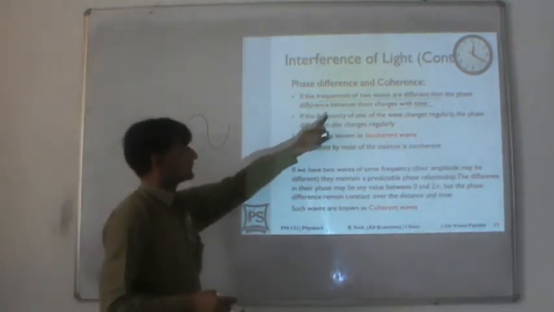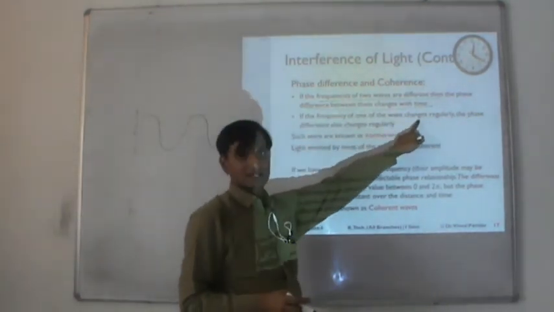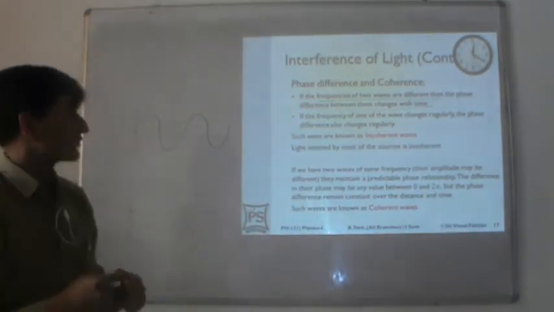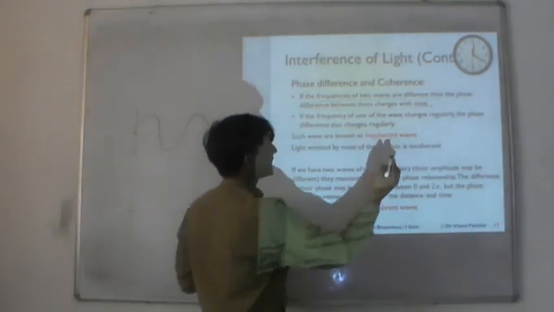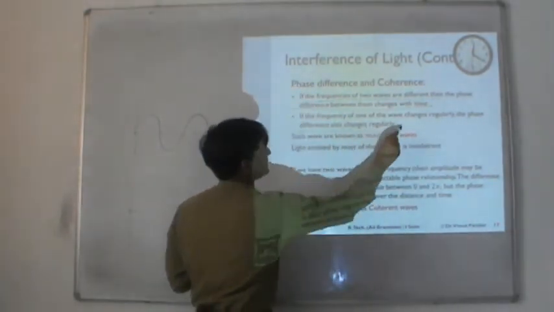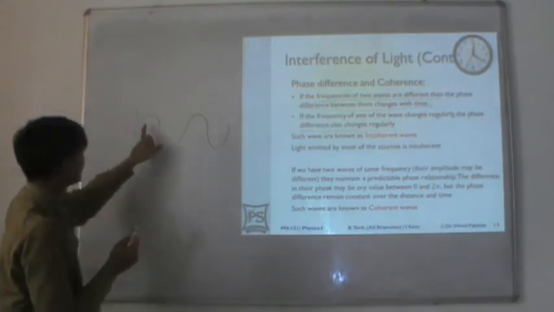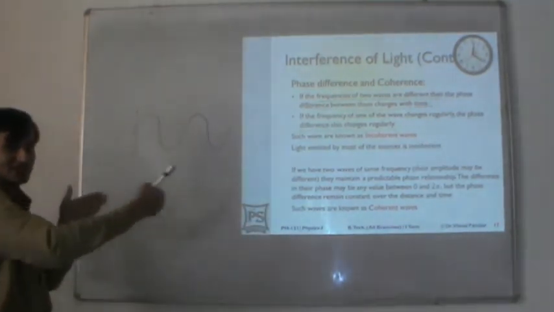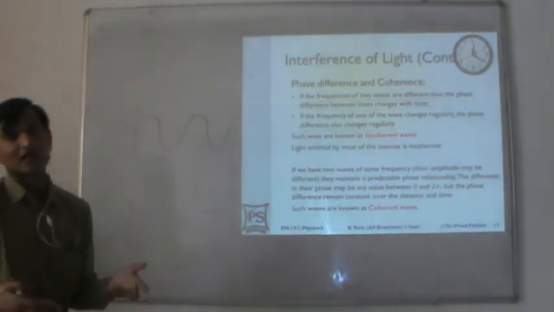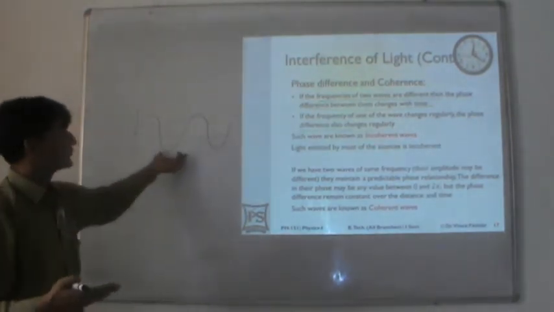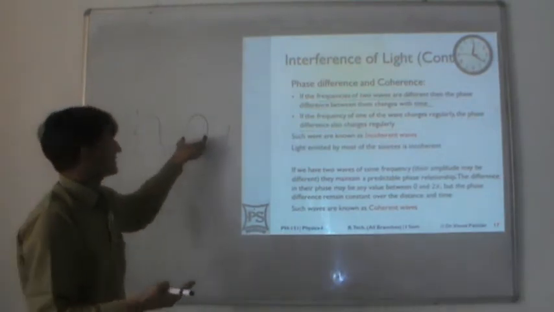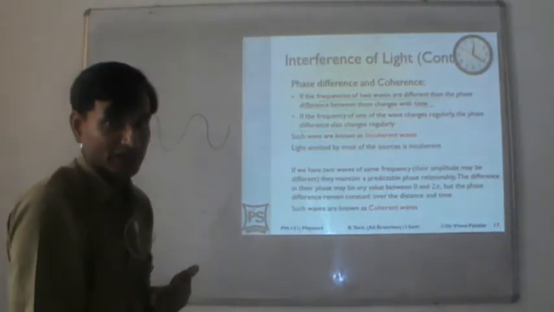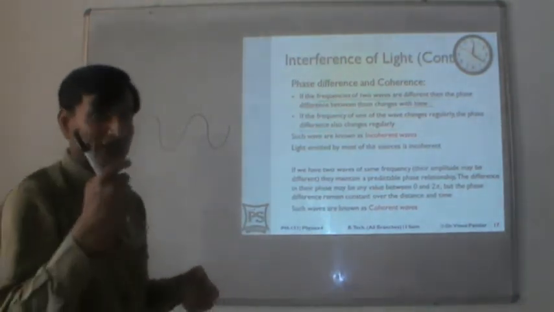Secondly, if the frequency of one wave changes regularly. Now if suppose frequency of one wave is constant and the frequency of second wave changes regularly, then also the phase difference changes regularly. Why? Because suppose this wave remains same, but this wave changes its shape, means its wavelength changes as you move in the space, or if you observe with respect to time, then you find that the phase difference at every point in time, if you observe it on every point in space, you will find that the phase difference is regularly changed.